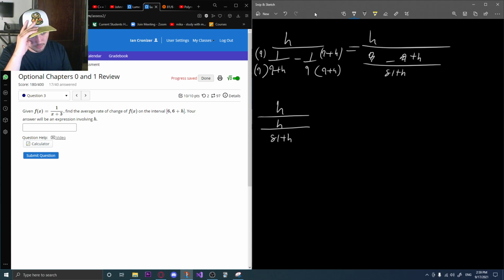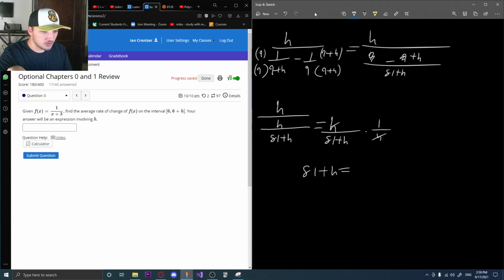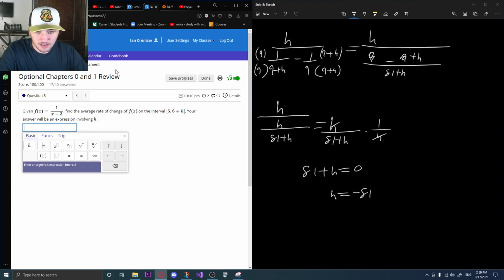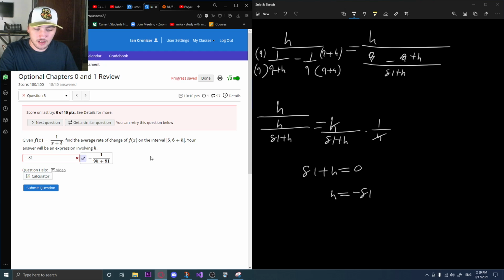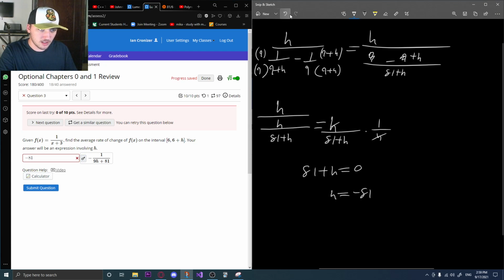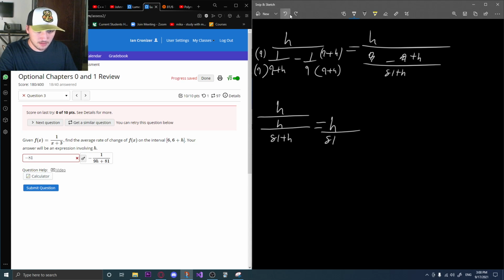But what we can do, I'm pretty sure we can just take one of these out, but we'd have to represent it by like this h is really just h over 9 plus h times 1 over h. These h's will cancel. So now we're left with 9 plus h equals 0. H equals negative 9. No. In fact, we were right like a ton of steps ago.